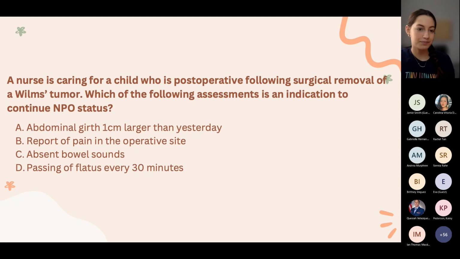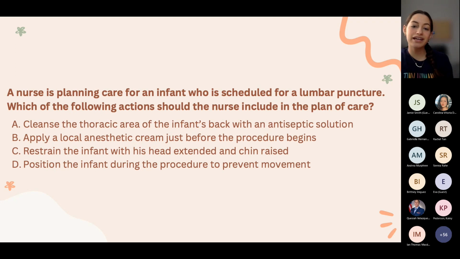Good job, you guys. All right, a nurse is planning care for an infant who is scheduled for a lumbar puncture. Which of the following actions should the nurse include in the plan of care? Cleanse the thoracic area of the infant's back with an antiseptic solution, apply a local anesthetic cream just before the procedure begins, restrain the infant with his head extended and chin raised, position the infant during the procedure to prevent movement.